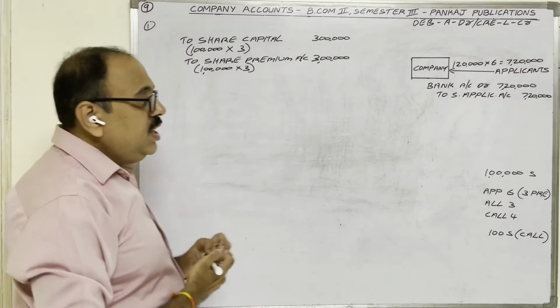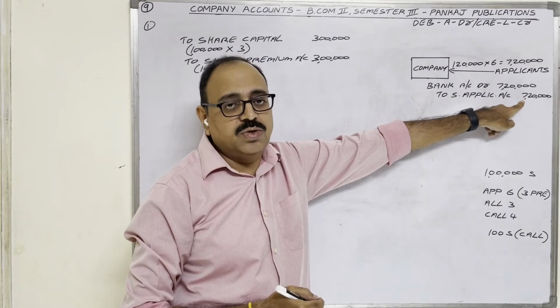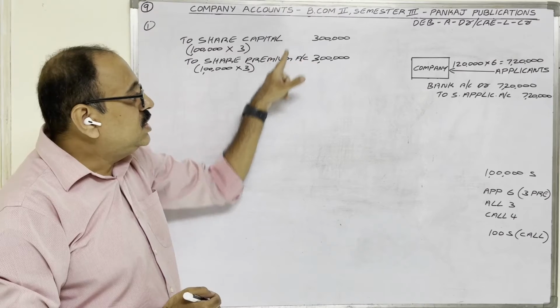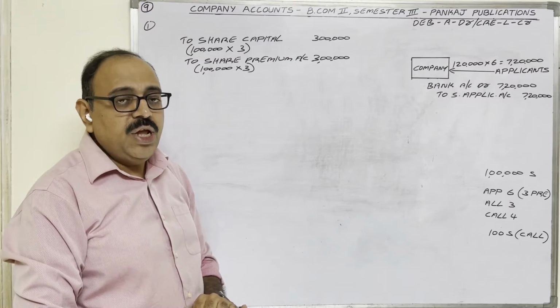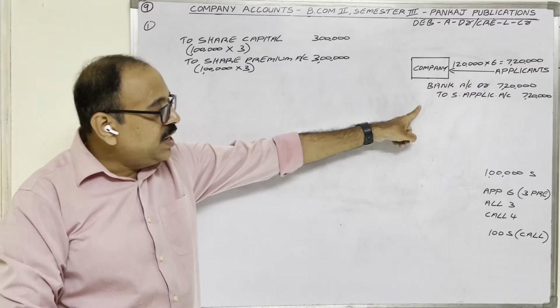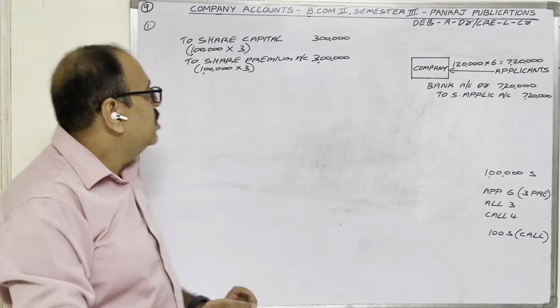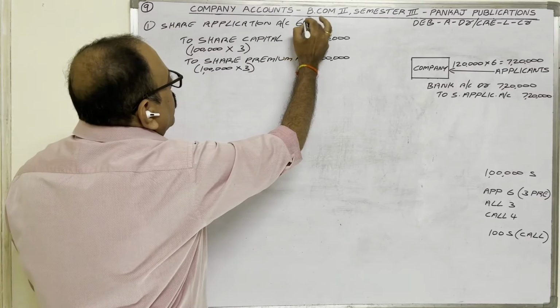In the first entry, we wrote that share applicants are creditors for 7,20,000. In this 7,20,000, 6 lakh we are adjusting like that. So for 6 lakh, now they are not creditors. Means we have to cancel this 6 lakh rupee creditor account. By crediting, we have created this creditor account. If you want to cancel, you have to debit. Therefore, debit the share application account with 6 lakh rupees.